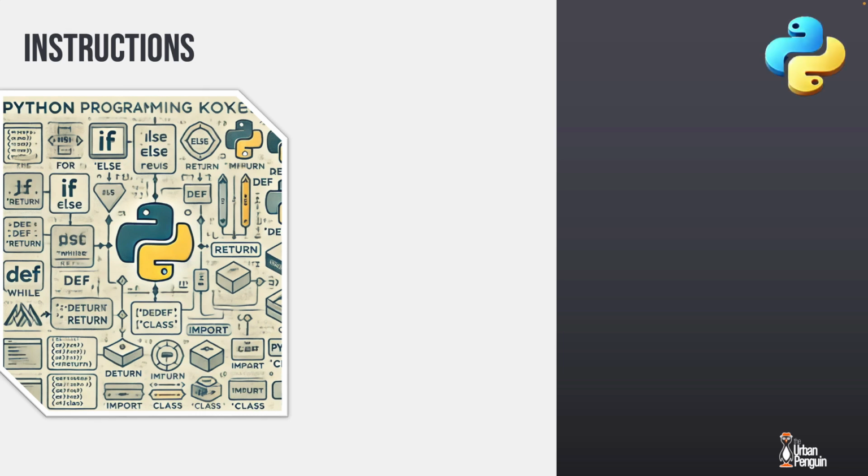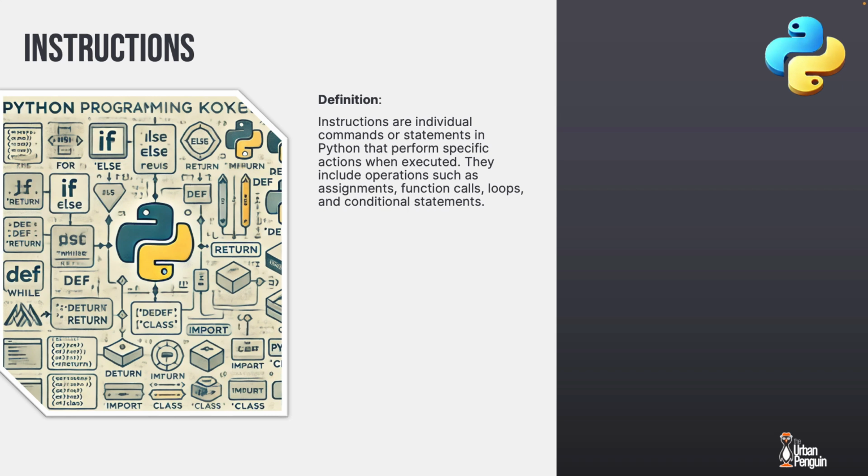We've just taken a look at keywords, the reserved words in Python. We're now going to be taking a look and see what a Python instruction is. When we look at it, instructions are individual commands and statements in Python that perform specific actions when they're executed. They include operations such as assignments, functions, loops, and conditional statements. But let's take a look in a little bit more detail.